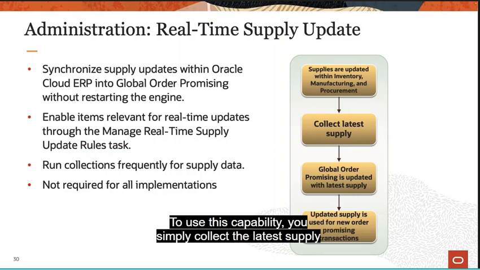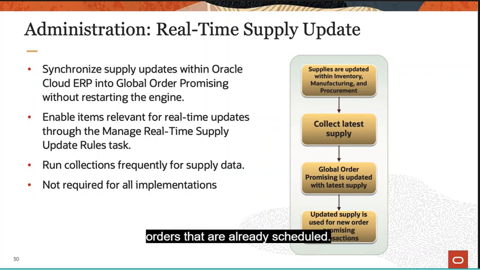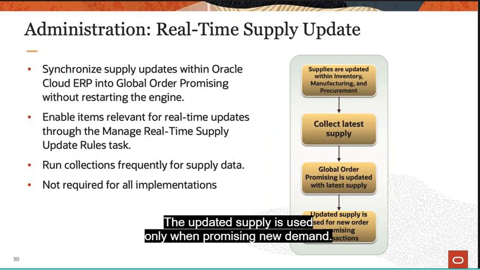To use this capability, you simply collect the latest supply and then let GOP refresh its view of supply in real time. Keep in mind, supply changes don't affect orders that are already scheduled. The updated supply is used only when promising new demand.